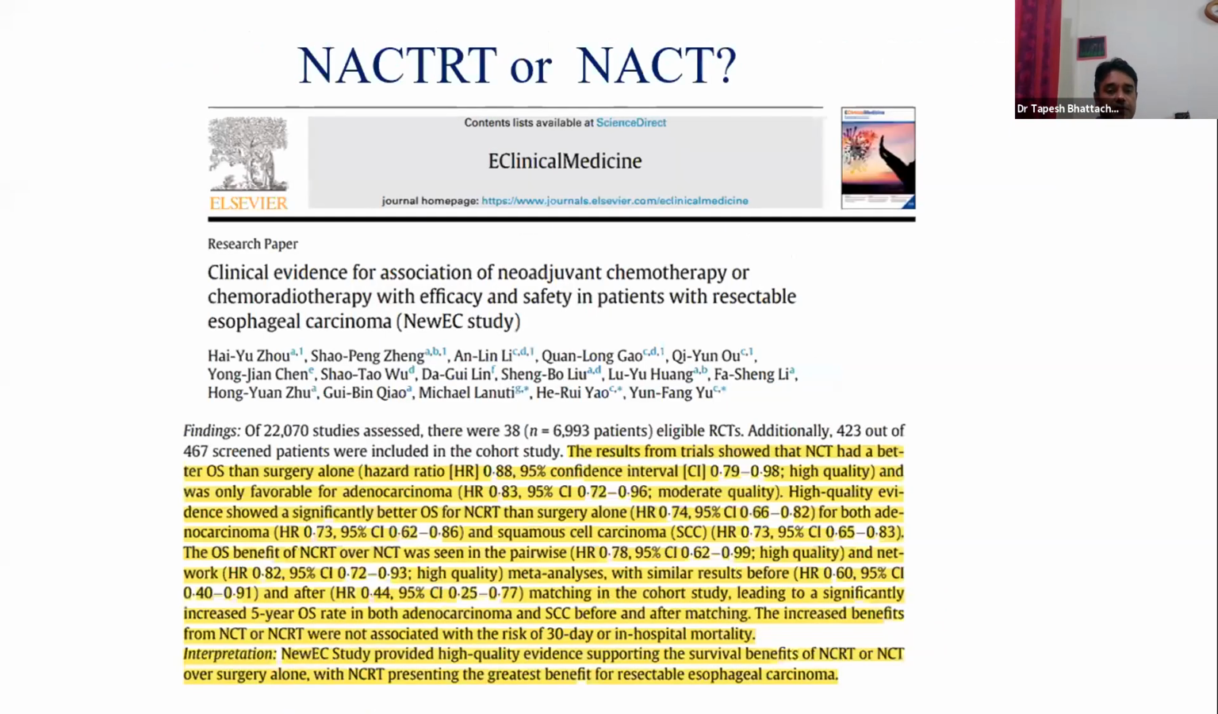What does the fourth meta-analysis say? They are saying, this was the new EC study, the Chinese meta-analysis published recently. They provided high-quality evidence supporting the survival benefits of neoadjuvant chemoradiotherapy or neoadjuvant chemotherapy over surgery alone, with neoadjuvant chemoradiotherapy presenting the greatest benefit for esophageal carcinoma. So before, there was confusion about the chemotherapy, there were contradictory results. Pre-operative radiation, no role. Neoadjuvant chemoradiation over neoadjuvant chemotherapy, there are many opinions.